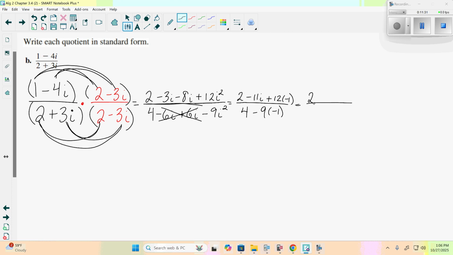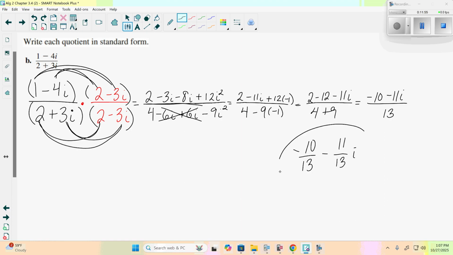Now, negative 1 times 12 is going to be negative 12. On bottom, we really have 4 plus 9. 4 plus 9 on bottom is 13. 2 minus negative 12, or 2 minus 12, is negative 10, giving us negative 10 minus 11i over 13. Or we can say negative 10/13 minus 11/13 i.